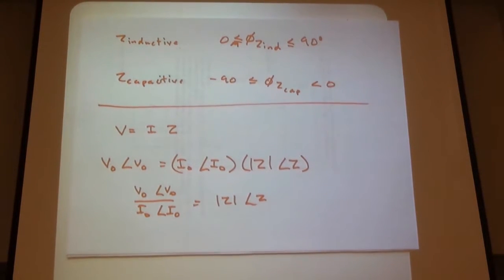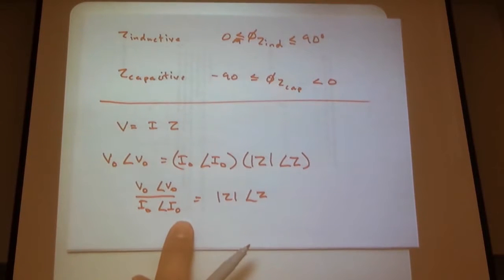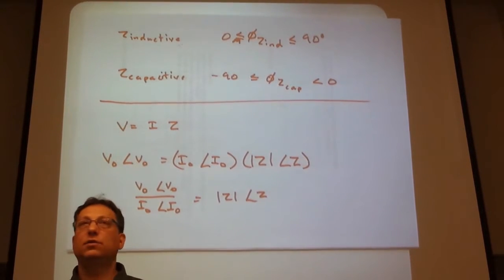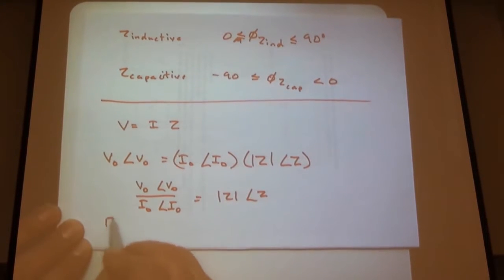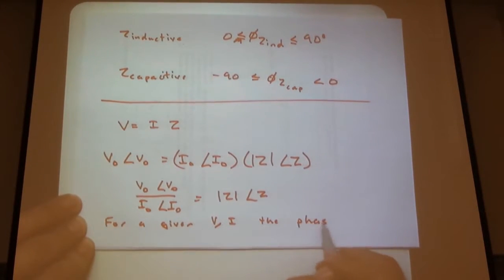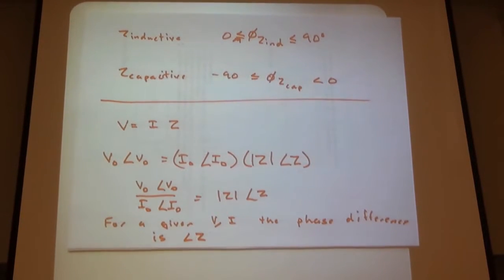Ultimately, remember, this goes to some cosine omega t plus angle V naught, and this goes to some cosine omega t plus angle I naught. Well, what's the phase difference between those two? What does it have to be? In a given component or set of components, what's the phase difference between the voltage and the current? It comes out of the phasor math right here. The angle of impedance. So whatever we look at, the phase difference between the voltage and the current is always the angle of impedance of the component.